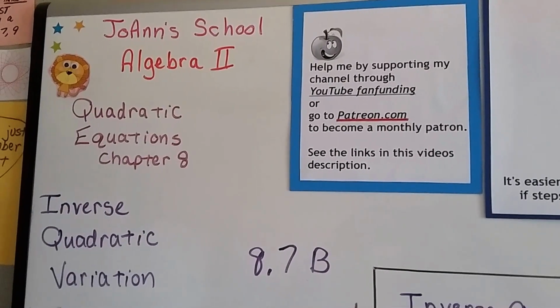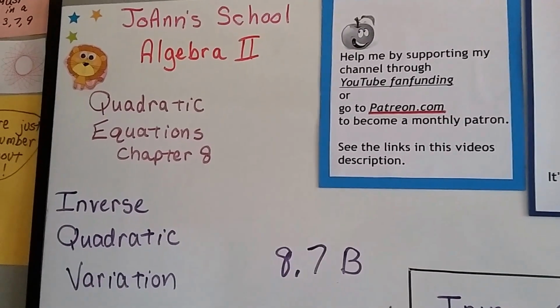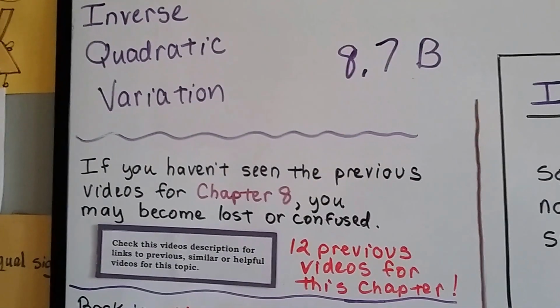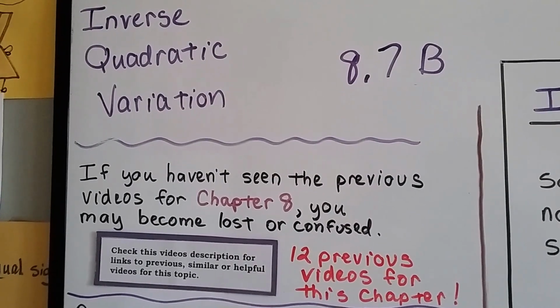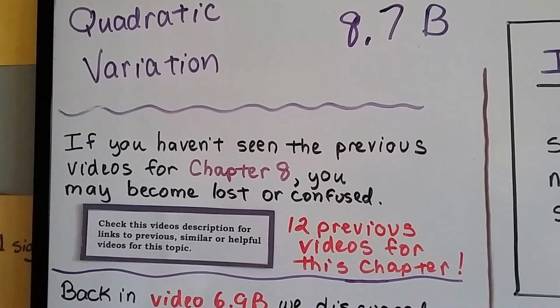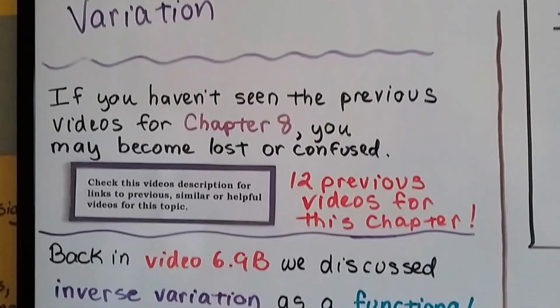We're going to continue talking about variation. This is Algebra II, 8.7b, inverse quadratic variation. If you haven't seen the previous video, 8.7a, or any of the other previous videos, and you become lost or confused, you can click on this description to fill in what you've missed.